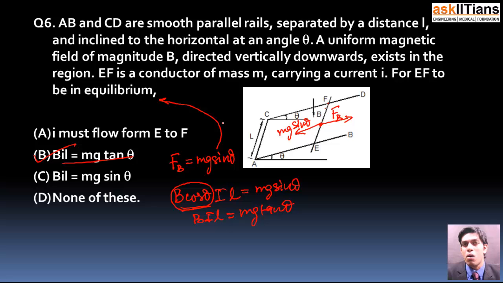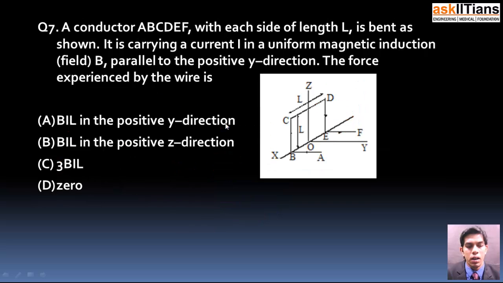So now let's try out a different question. A conductor ABCDEF with each side of length L is bent as shown. It is carrying a current I in uniform magnetic induction field B parallel to the positive Y direction. The force experienced by the wire is... So the current flows like this from F to E to D to C to B then to A. Now we need to find out the net force which is being experienced by the wire ABCDEF.